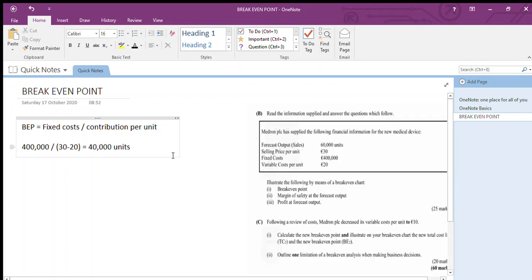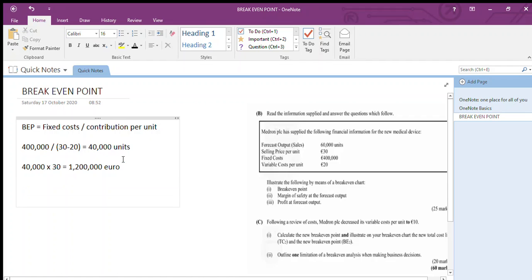I have the unit value, but because I'm drawing a chart, I'm going to need to show units, and I'm going to also need to show the euro amount. So how do I find how much my break-even point is in euros? Well, I have 40,000 units. If I sell 40,000 units, I break even. So how much money do I make if I sell 40,000 units? Well, every time I sell a unit, I make 30 euro. So therefore, my break-even point in euros is going to be my 40,000 units multiplied by 30 euro a piece, which is 1.2 million euro.